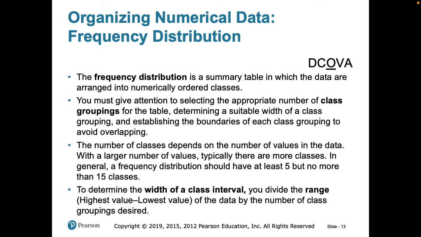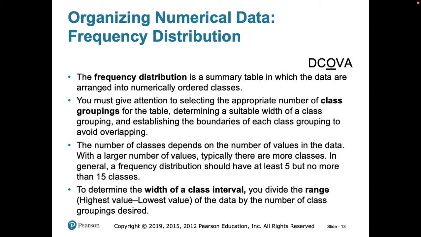So again, the frequency distribution basically is just a summary table in which the data are arranged into numerical order classes. And so basically you grab your data and then you break it down into different classes. You have to do the class grouping for the table, and you determine how big you want those groups, those classes to be. So basically, what is an appropriate amount of division between those groups.